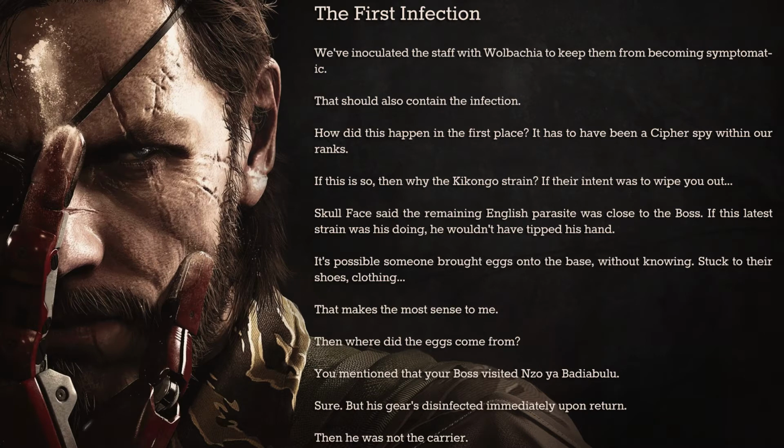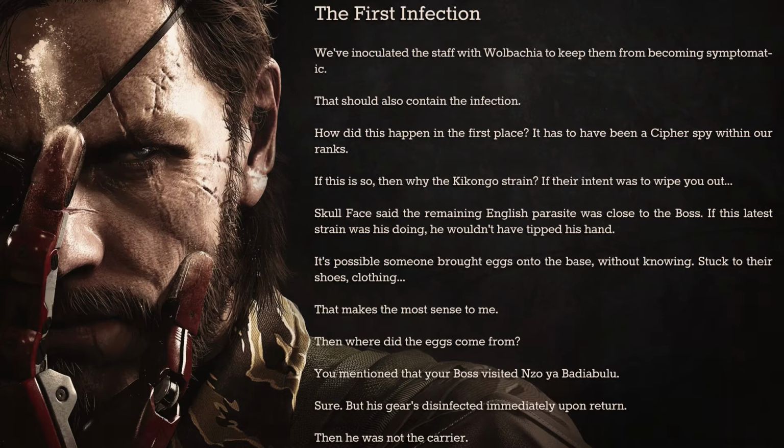We've inoculated the staff with Wolbachia to keep them from becoming symptomatic. That should also contain the infection. How did this happen in the first place? It has to have been a Cypher spy within our ranks. If this is so, then why the Kikongo strain? If their intent was to wipe you out.